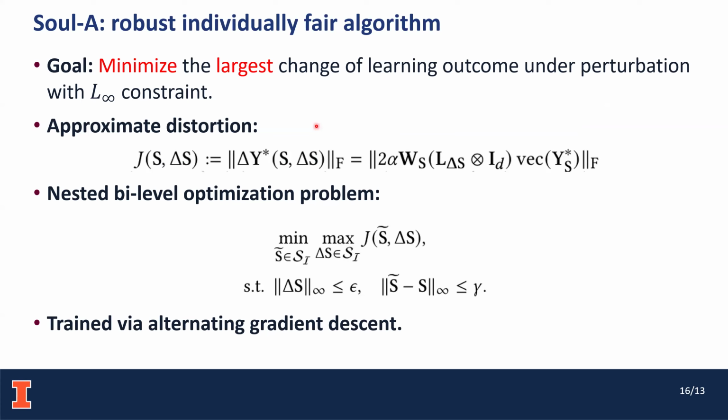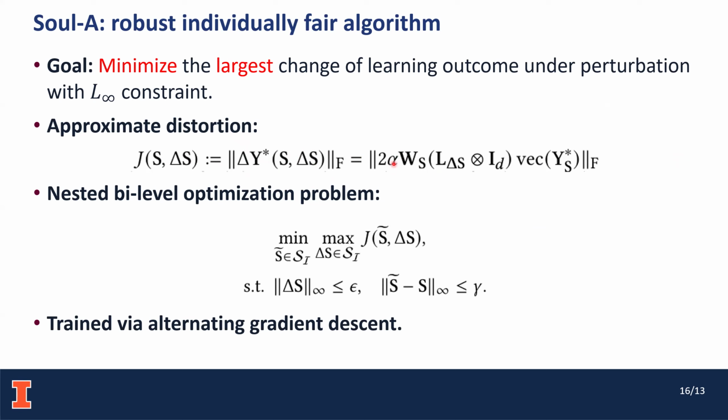Based on our previous theorem, we first defined approximate distortion, which is going to be the sensitivity of the whole algorithm, which is a delta y star here. And it is the response of the model with respect to the input distortion delta S. And we use the Frobenius norm to estimate how large the distortion is.